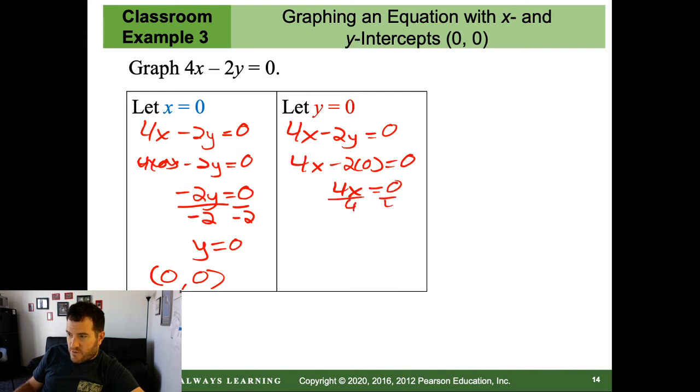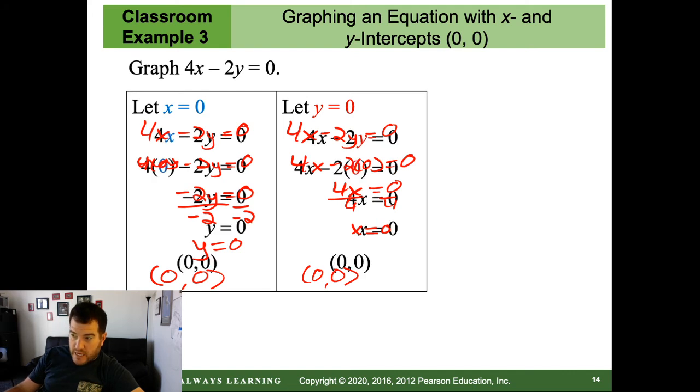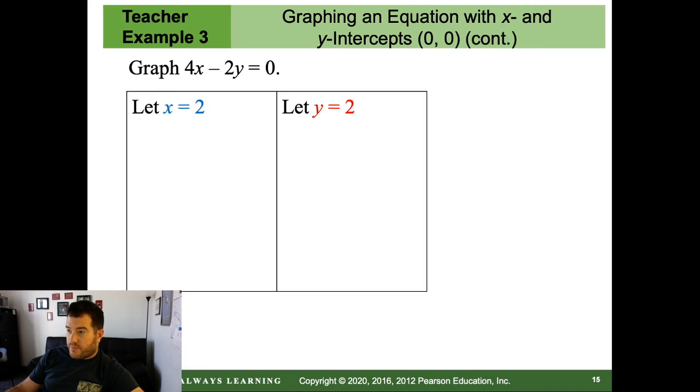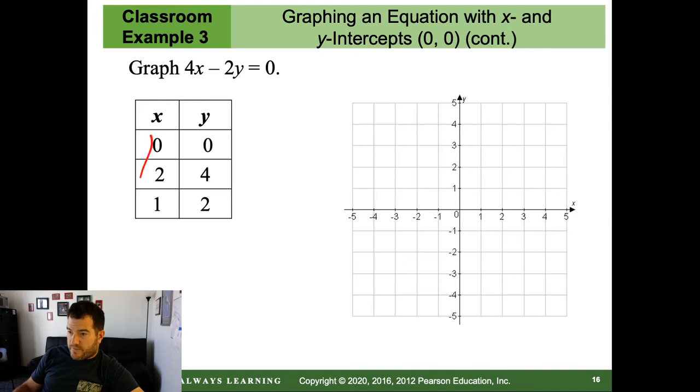Divide both sides by 4. I get x equals 0. So the point is 0, 0. Okay. What is wrong or what's hard about that? Okay. So let me show you. Don't look at these for now.